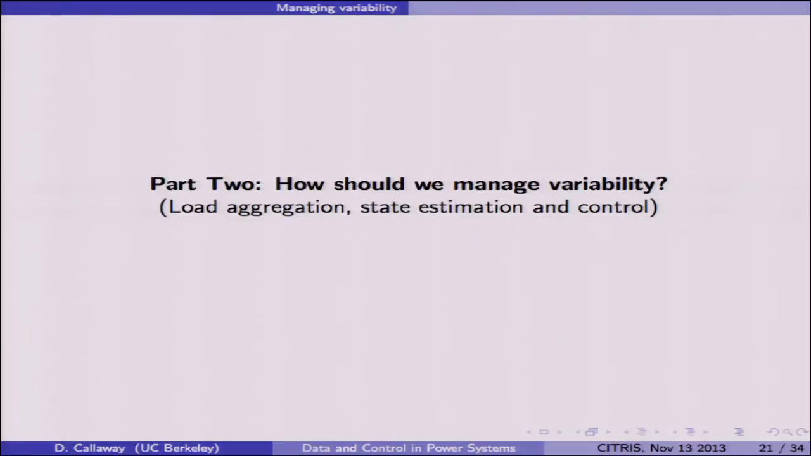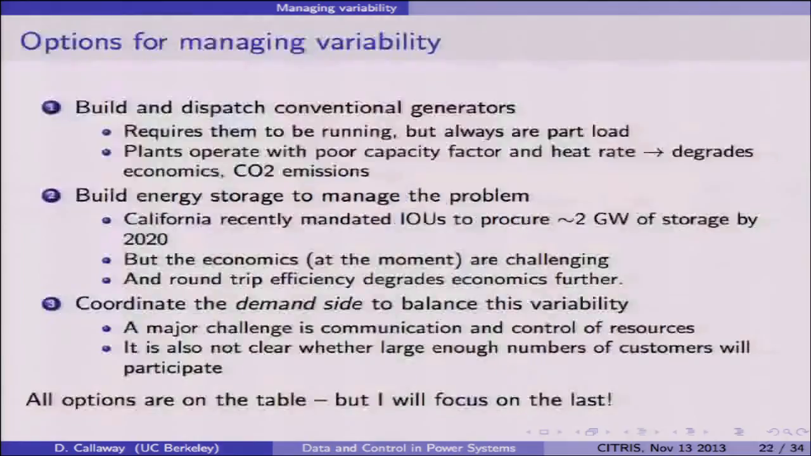Okay, so in the second part of the talk, I want to talk about a potential solution to balancing this variability. I've talked a lot about the first one already. So to the extent we've got variability from wind and solar, we could dispatch conventional generators, just move them up and down in response to the wind and solar. The advantage to doing that is that that's what we do today. And as long as we can get enough capacity online, it ought to be a relatively straightforward solution. Disadvantages: it requires those generators to be running, but always at part load.